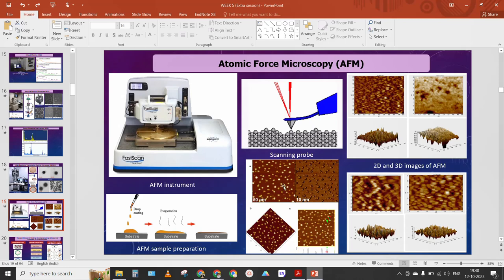So this is the kind of result which we'll get from AFM. In AFM, there are two kinds of results, 2D AFM and 3D AFM. As you can see, the upper one is the 2D AFM, and the lower one is the 3D AFM images of any nanoparticles.